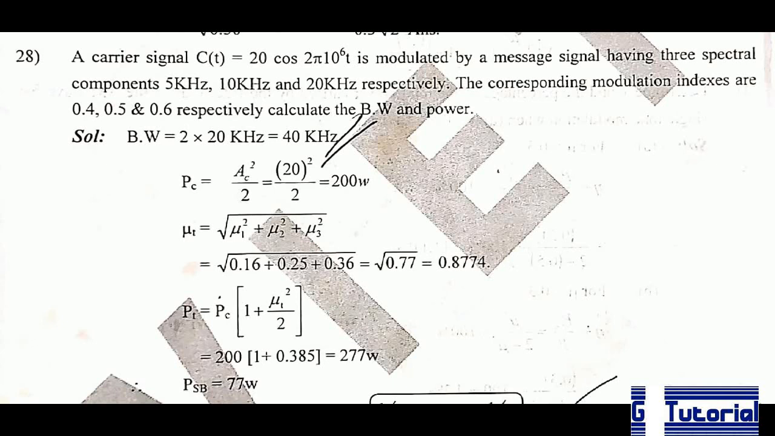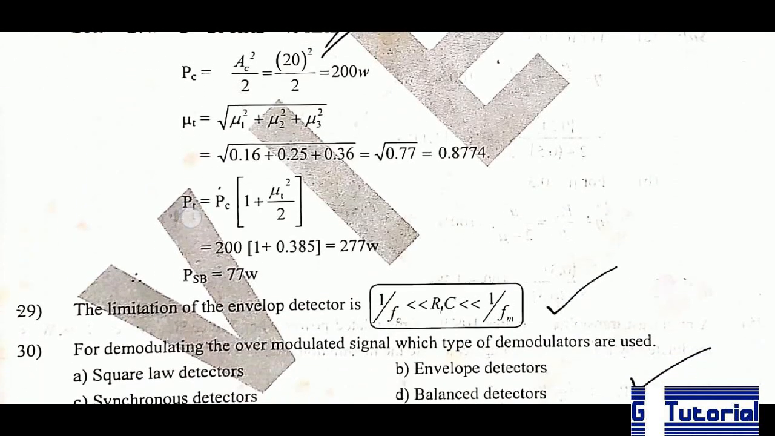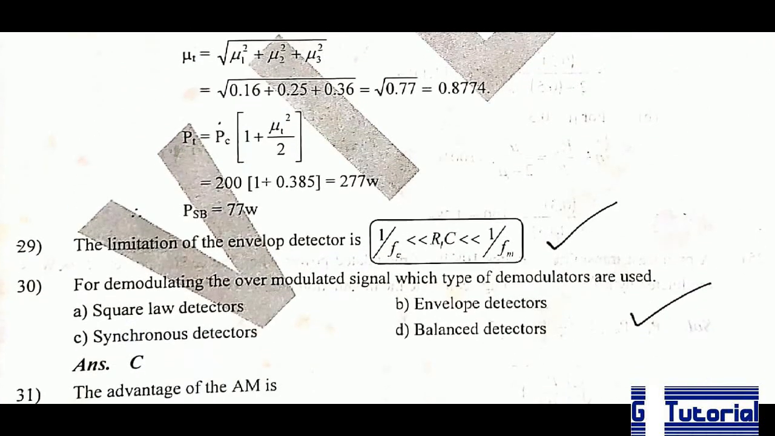Now let us substitute for PC and mu squared in the equation of PT. We will get the value of PT as 277 watt. Now we have to find the sideband power. Sideband power is total power minus carrier power, 277 minus 200, which is 77 watt. Now we can move on to the next.